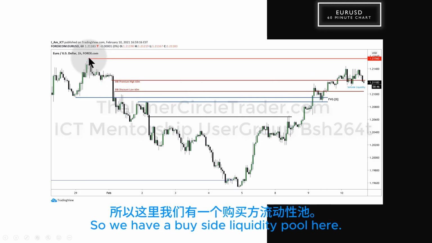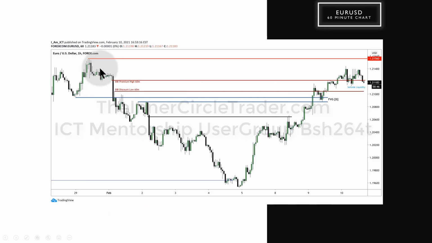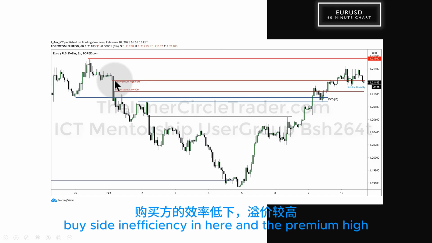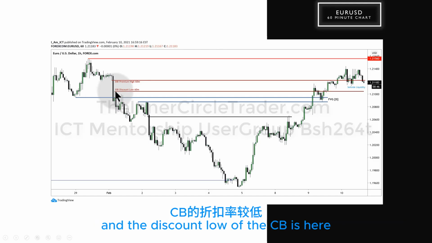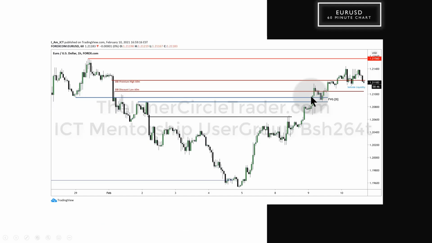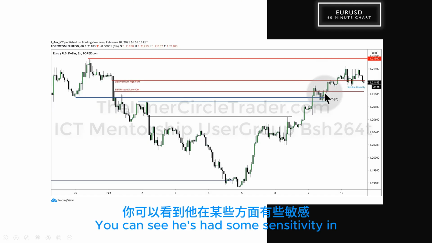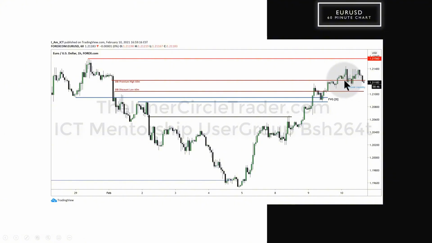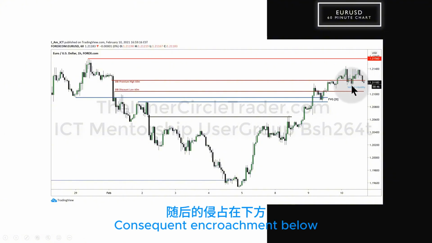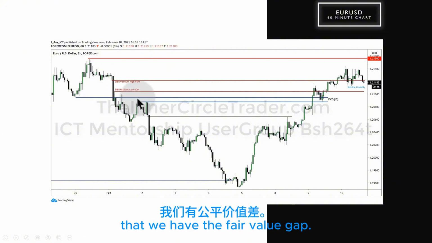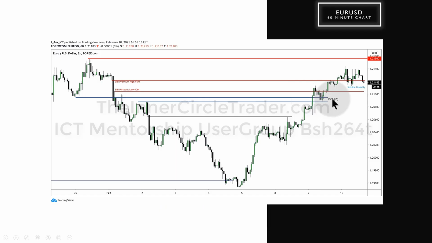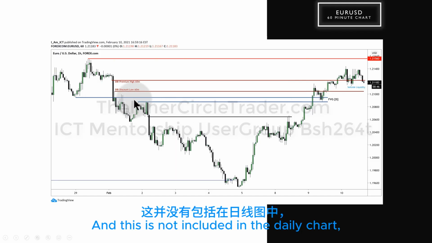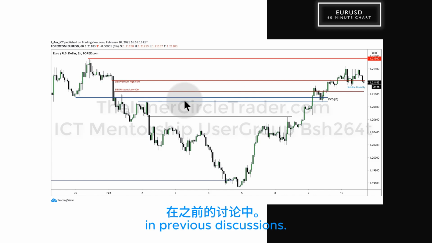All right, so we have a buy side liquidity pool here still. We have a sell side imbalance, buy side inefficiency in here, and the premium high and the discount low of the SIBIs here. Extending out in time, you can see he's had some sensitivity in working those levels here, consequent encroachment. Below that, we have the fair value gap, and this is not included in the daily chart, but I talked about it in previous discussions.